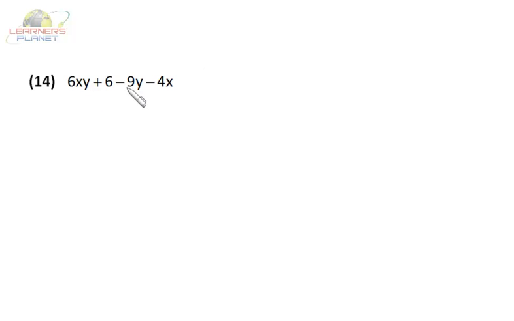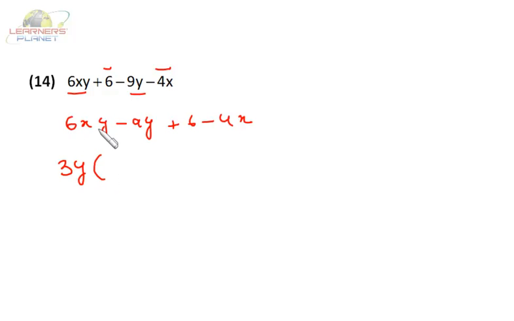Now suppose I regroup 6xy and 9y and then 6 minus 4x. So let's rewrite it. Okay. Now from these two, 6 and 9, I can take 3 as HCF, and xy and y, I can take y as HCF. Now 6xy divided by 3y will be 2x. Minus 9 by 3 is 3 and y by y is 1.